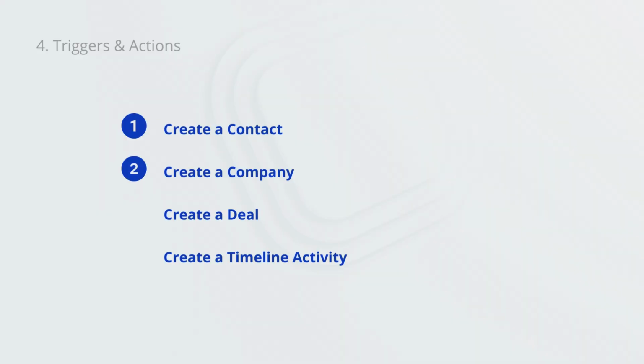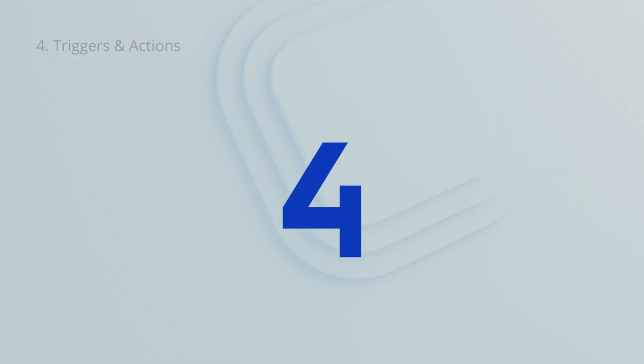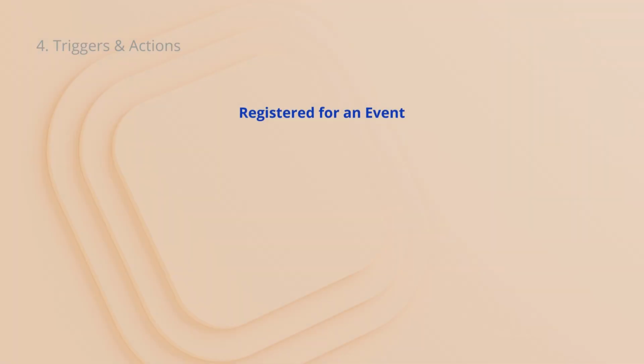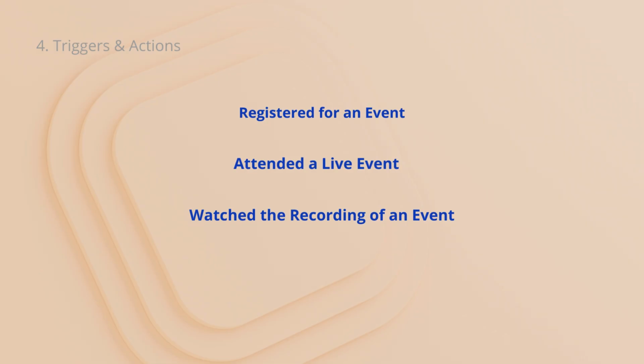Once set up, the connector can apply 4 main actions to your HubSpot instance: create a contact, create a company, create a deal, and create a timeline activity. For each of these actions, you can choose between 4 triggers: registered for an event, attended a live event, watched the recording of an event, watched an on-demand event.